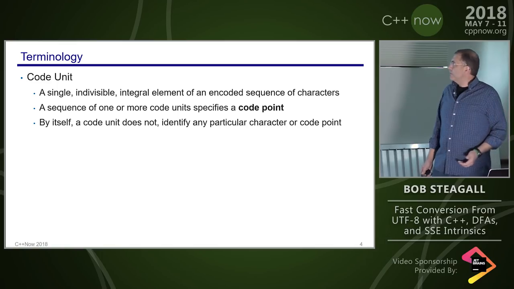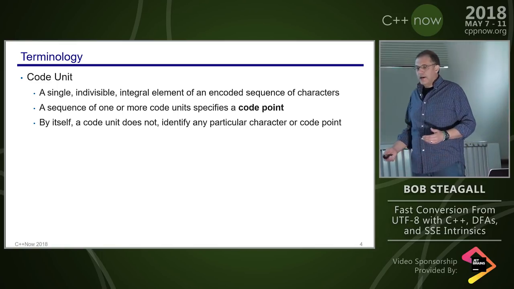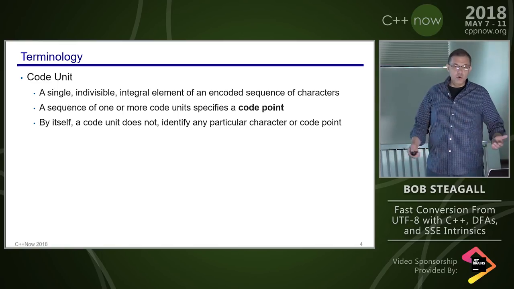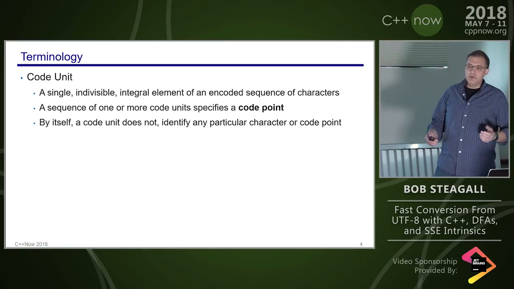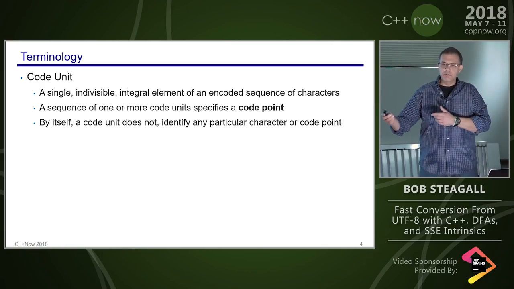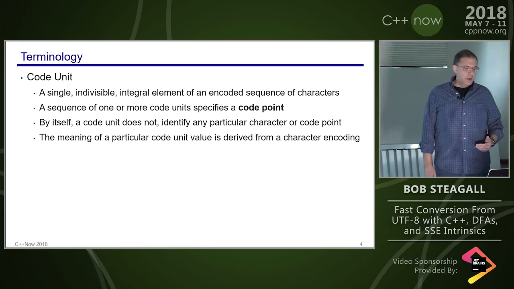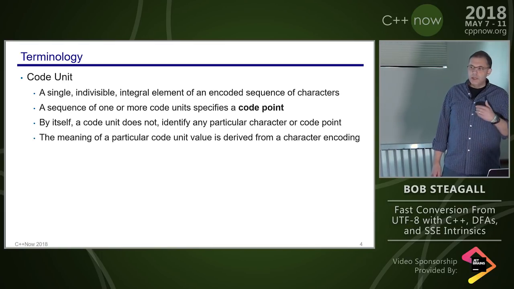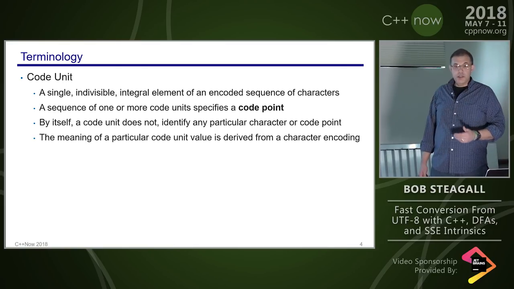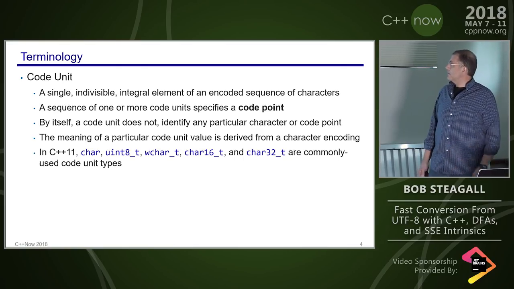By itself, a code unit doesn't really identify a particular character or any code point. It's an atom. Like a hydrogen atom, you can put it together with lots of different things and make lots of different molecules out of it. The meaning of a particular code unit value is derived from something called an encoding, and we'll see what an encoding is in a minute.